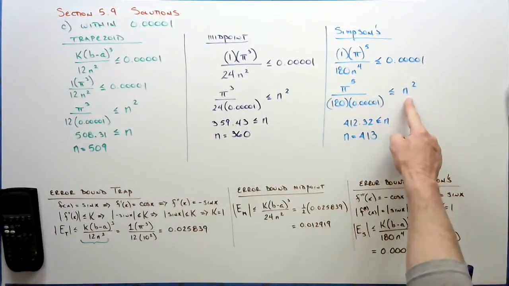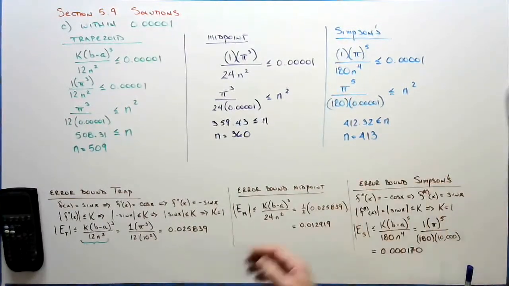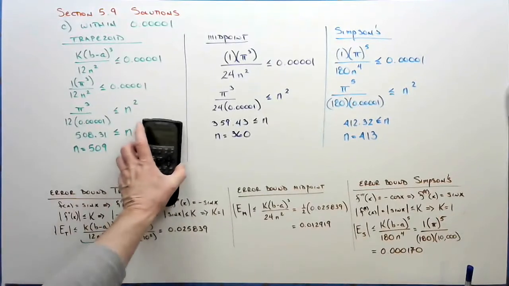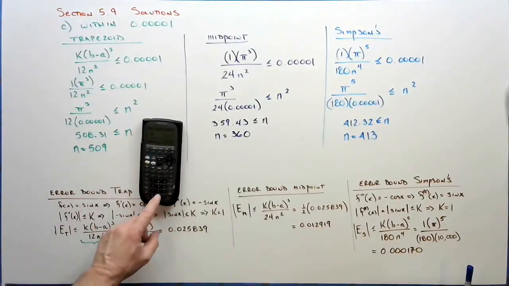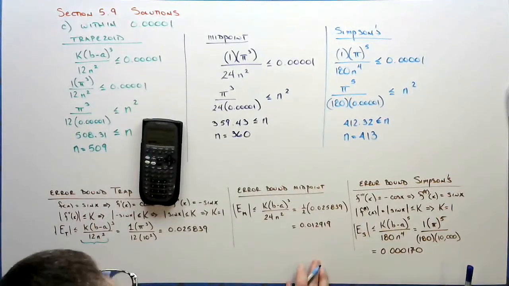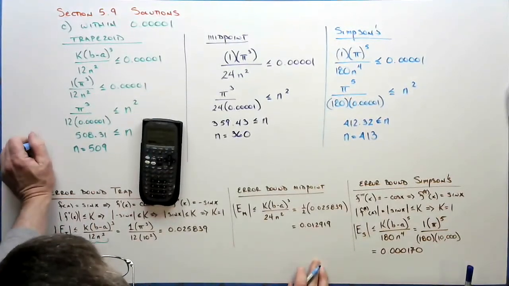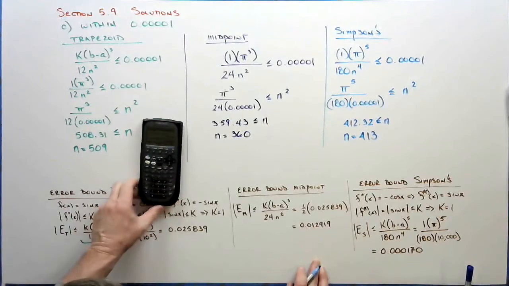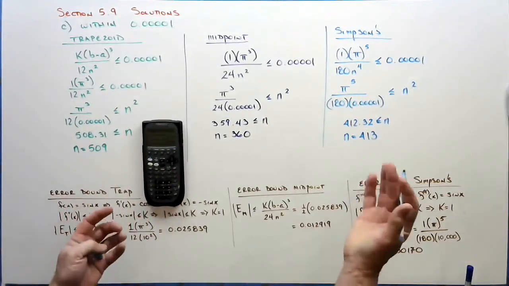Now, I took the square root. I can take the square root again, right? So I can just take the square root of 412.32 right here on my calculator. So I'll raise that to the 0.5 power. And we get 20. Well, I'm just going to start over and do the fourth root.